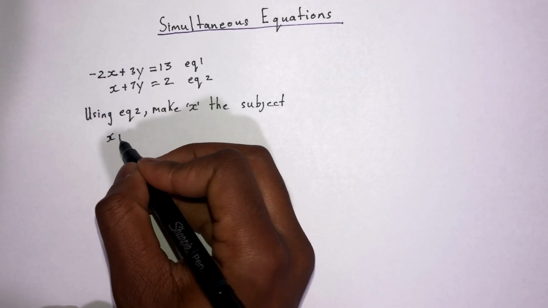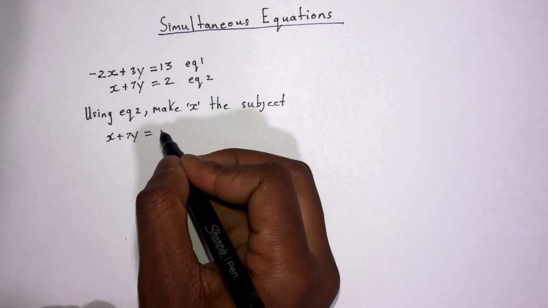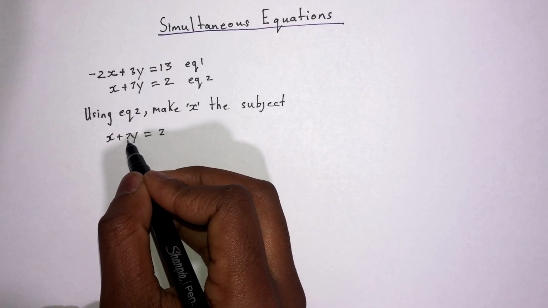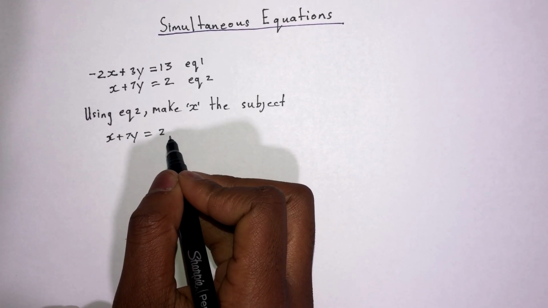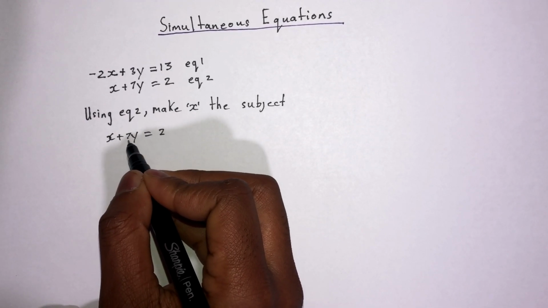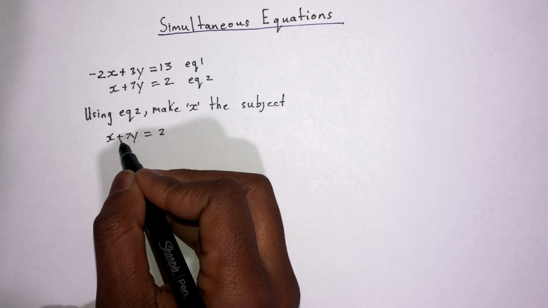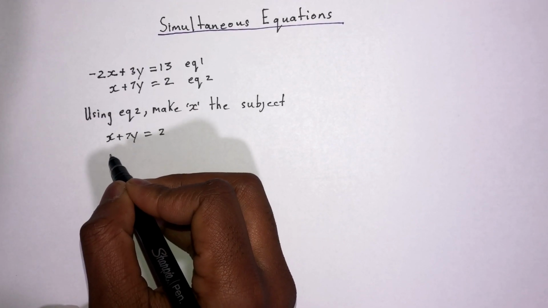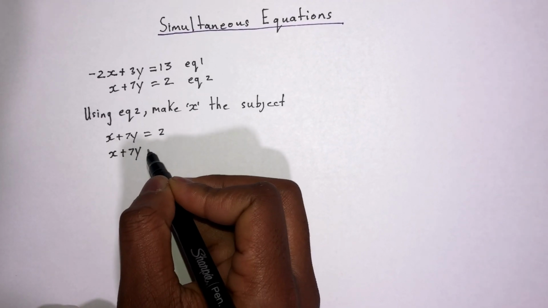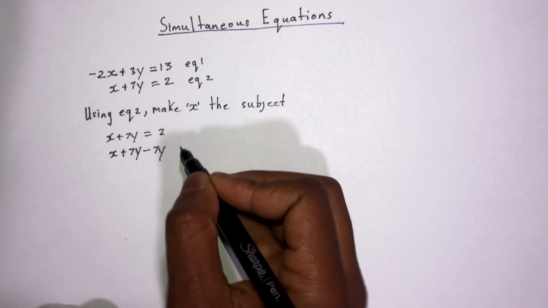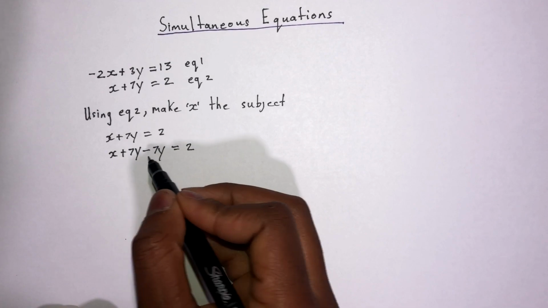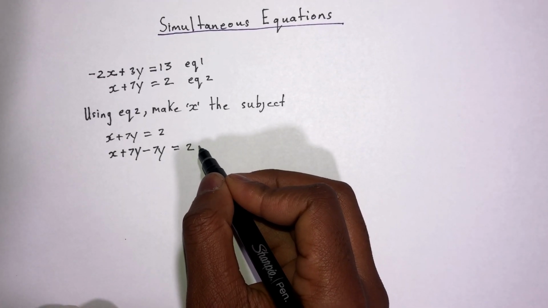So x plus 7y equals 2. We need to have x as the subject. Therefore, we have to move 7y to this side of the equation. And to do that, we have to minus 7y because 7y is being added. So this gives us x plus 7y minus 7y equals 2. And what we do on this side of the equation, we also have to do on the other side of the equation.